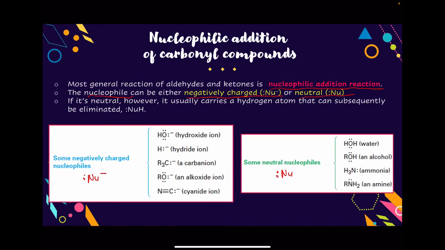We can differentiate between the negatively charged nucleophile and neutral nucleophile because the neutral nucleophile usually carries an extra hydrogen atom that can subsequently be eliminated. For example, water, alcohol, ammonia, and amine.